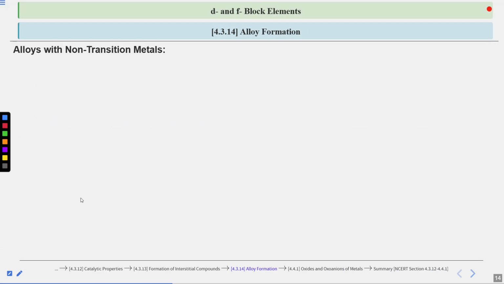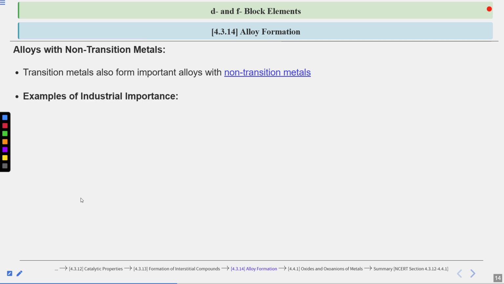Alloys with non-transition elements. Transition metals also form important alloys with non-transition metals. So alloys can also be formed with non-transition metals. Examples of industrial importance: these are the alloys which are used in industrial processes in a broad way.